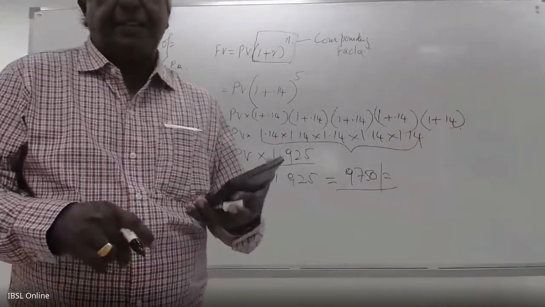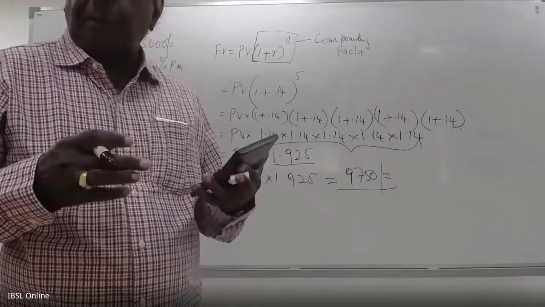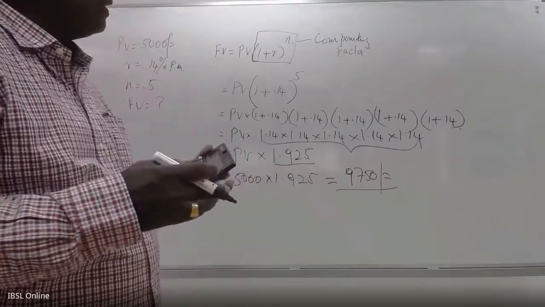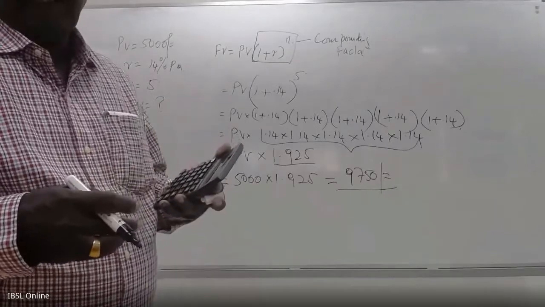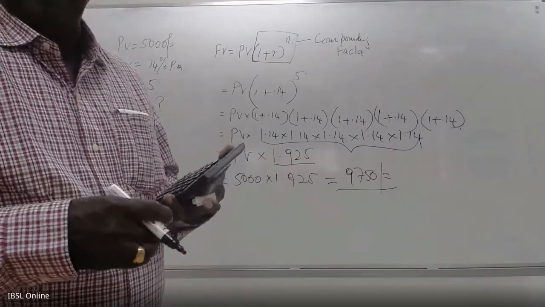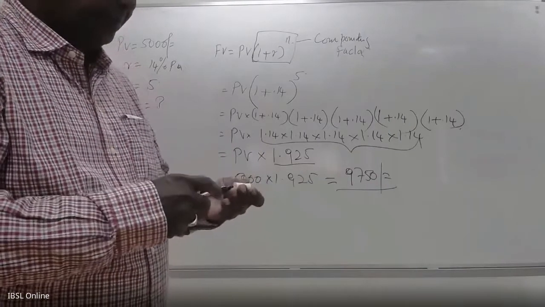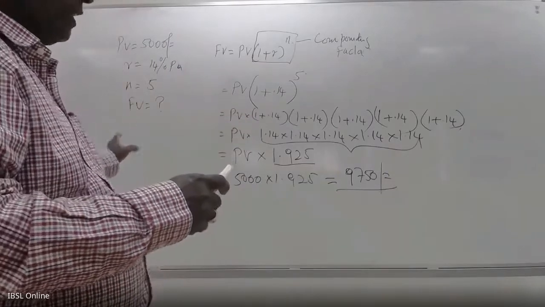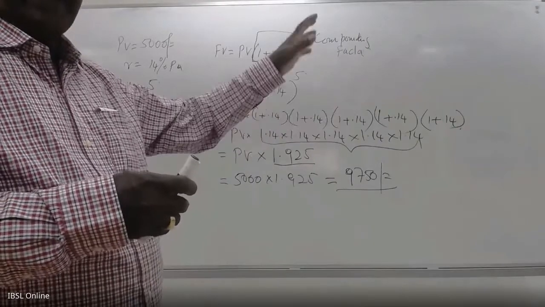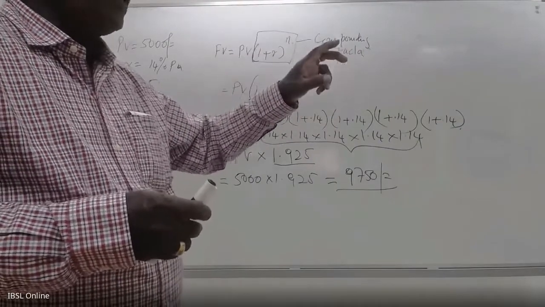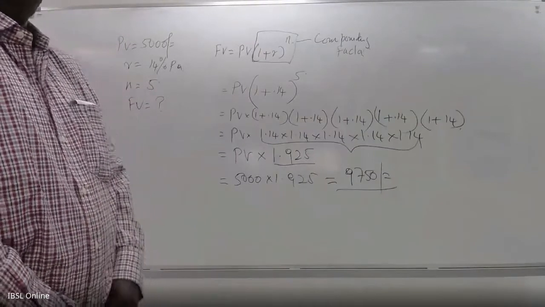So after 5 years, the customer who is depositing 5,000 with you at your bank at an interest rate of 14% per annum will get 9,750 at the end of the 5th year from today with automatic renewal. So the present value is 5,000. The future value at the end of the 5th year from today at an interest rate of 14% per annum is 9,750.